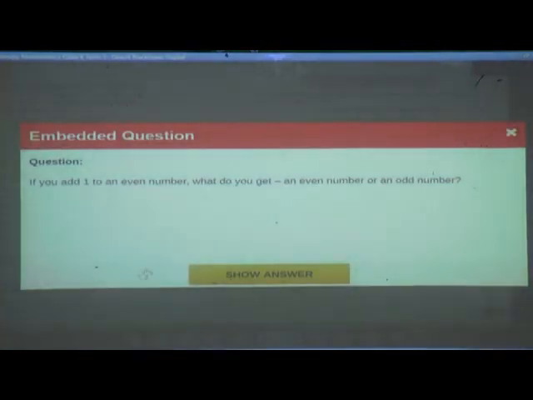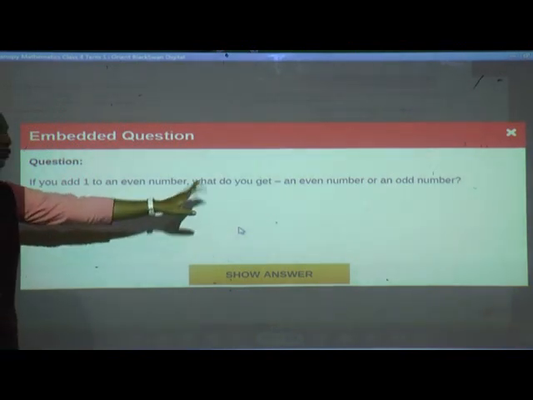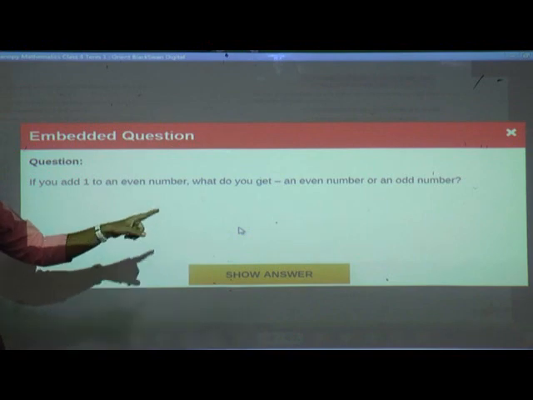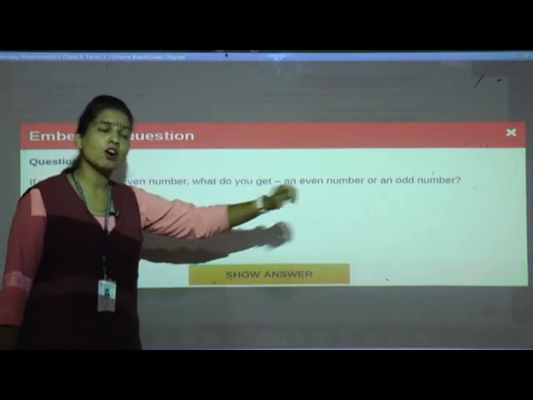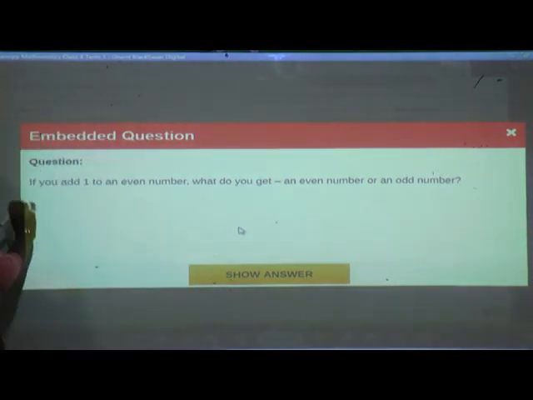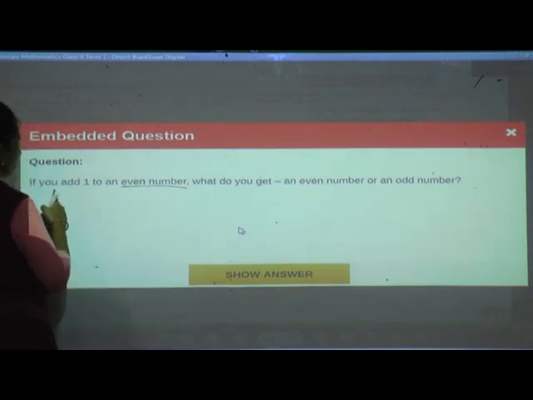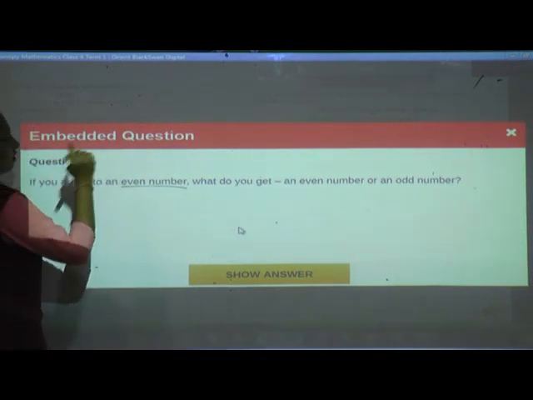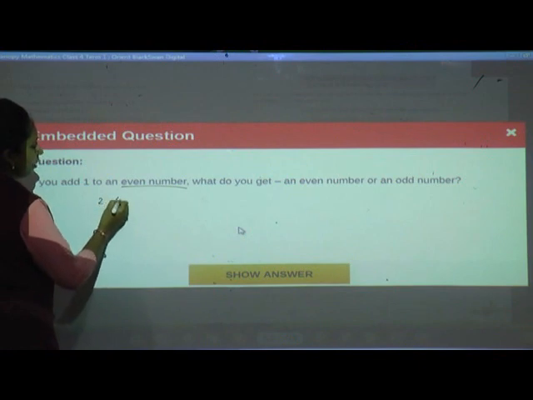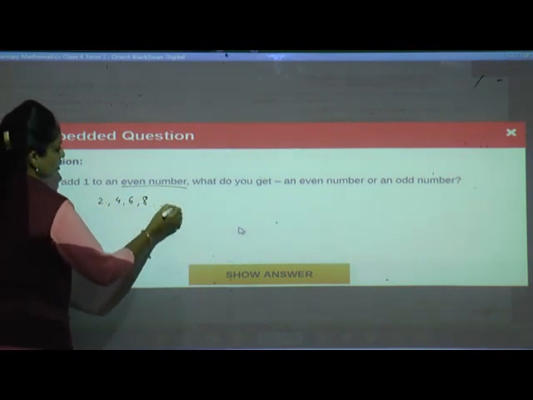On odd and even we have one question. See, what is the question? If you add 1 to an even number, what do you get? An even number or an odd number? See what they are saying. Now for example, what we have to do? We have to add 1 to an even number. What are the even numbers? Table 2, isn't it? And so on.